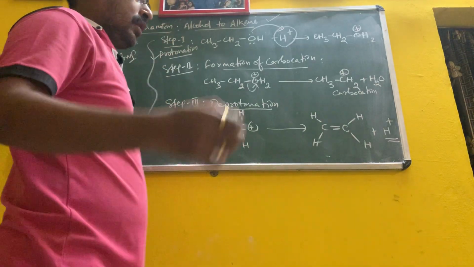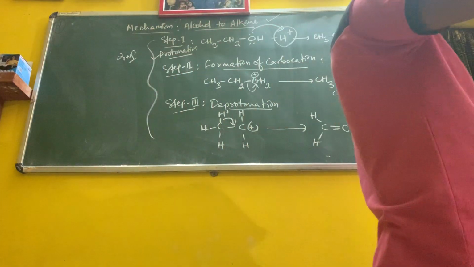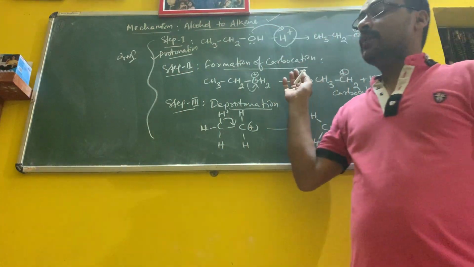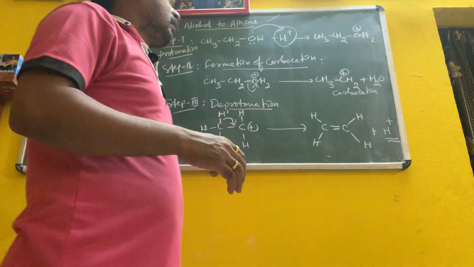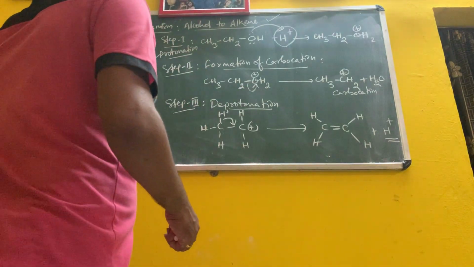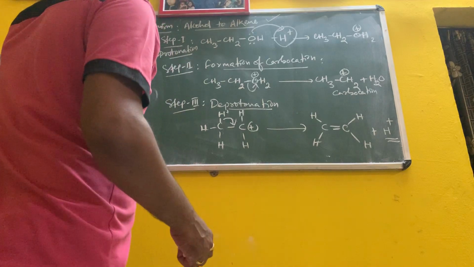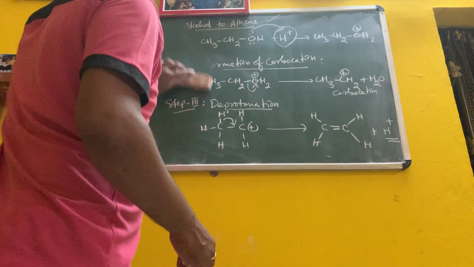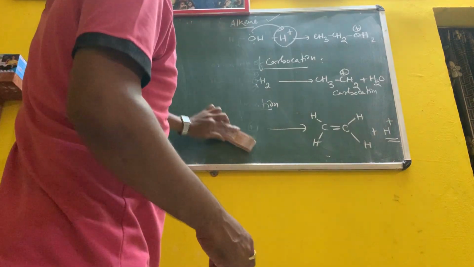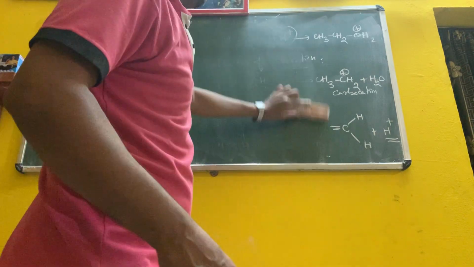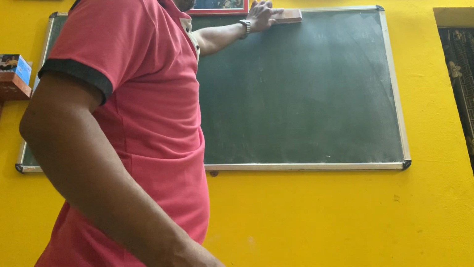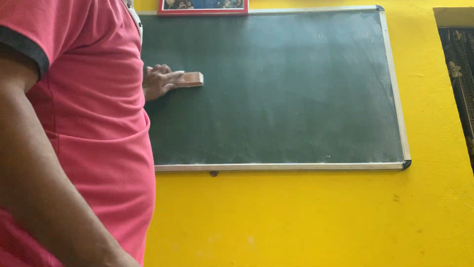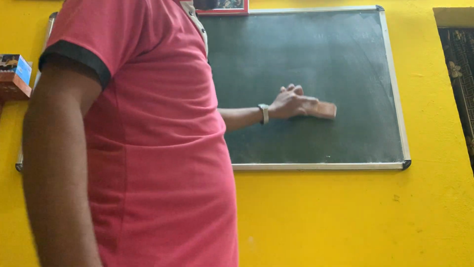So this is the important mechanism. These questions came in previous years. Both mechanisms, alkene to alcohol and alcohol to alkene, are important and they came in examinations. Then this is the third property, cleavage of CO bond. Then next one is your oxidation.